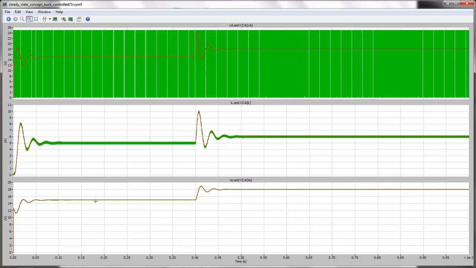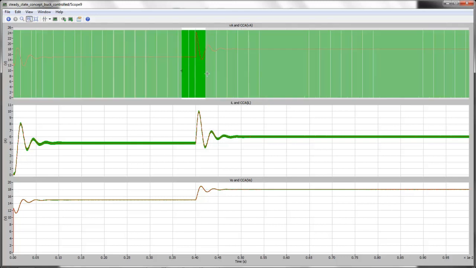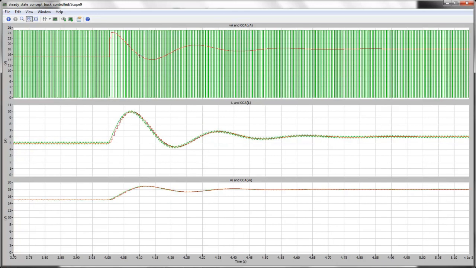This is the steady state, and at t equals 4 milliseconds, I'm applying a step change in the command from 15 to 18 volts, and you can see the top waveform is the pole output voltage. If I zoom in near this transient, you can see the switching pulses, and you can see the variation in the duty ratio also. And the red waveform is a cycle by cycle average of the pole output voltage.